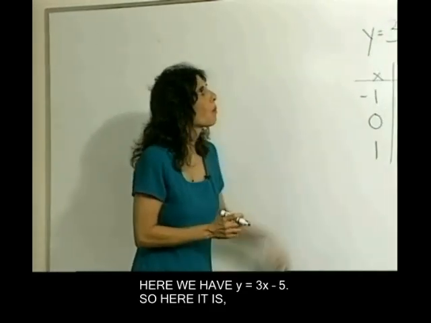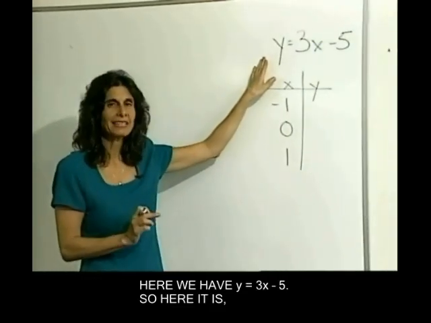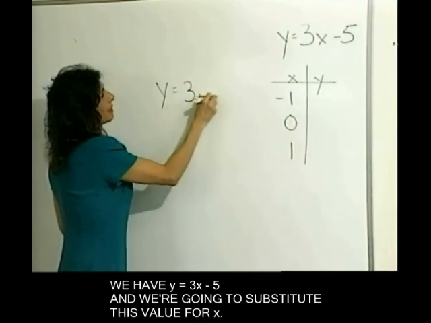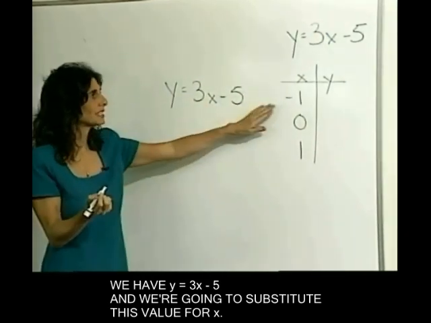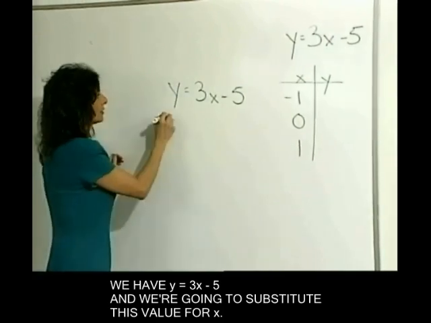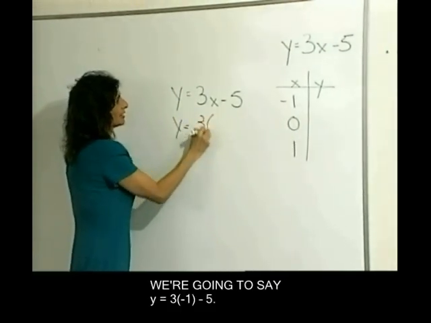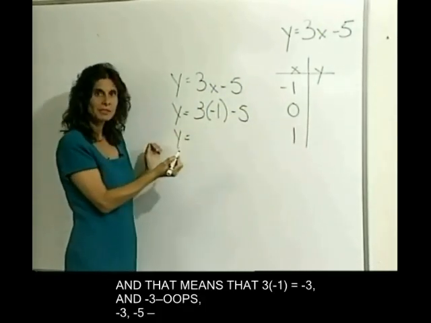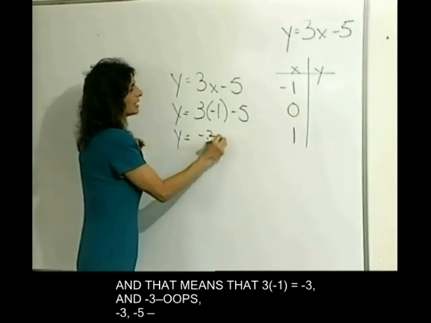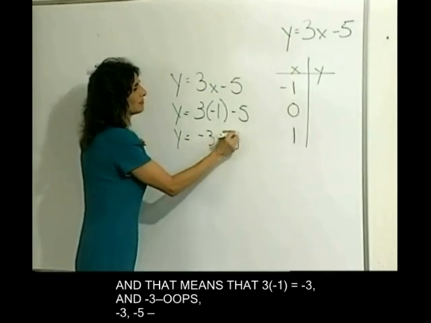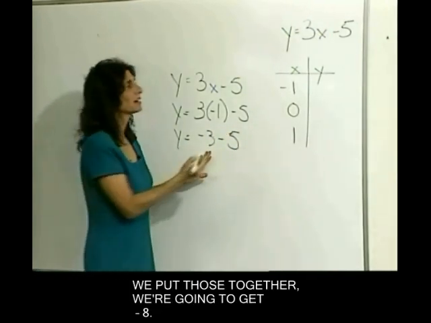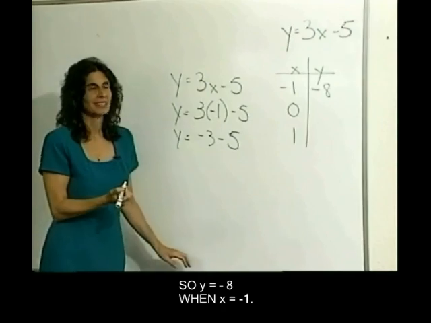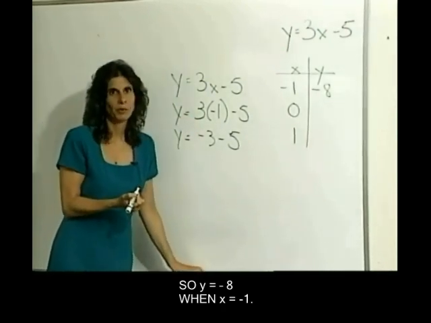Here we have y equals 3x minus 5. We're going to substitute this value for x. We're going to say y equals 3 times minus 1 minus 5. That means that 3 times minus 1 is minus 3. And minus 3 minus 5, if we put those together, we're going to get minus 8. So y equals minus 8 when x is minus 1.